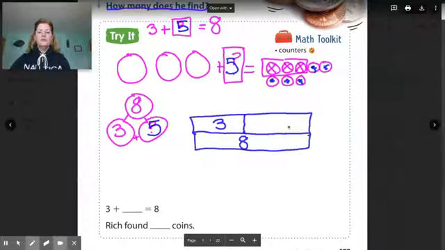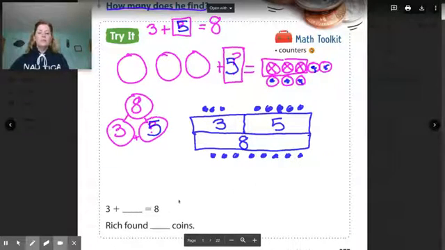Well, what was this part over here? 3 plus how many? 1, 2, 3 coins. Now let's draw enough to make 8. That's 3, 4, 5, 6, 7, 8. And that's 5 coins. And that equals 1, 2, 3, 4, 5, 6, 7, 8.